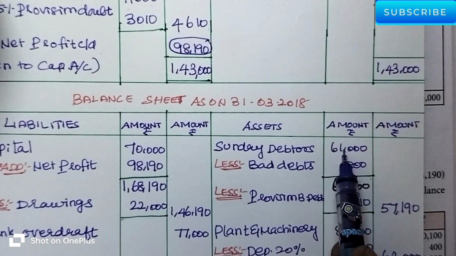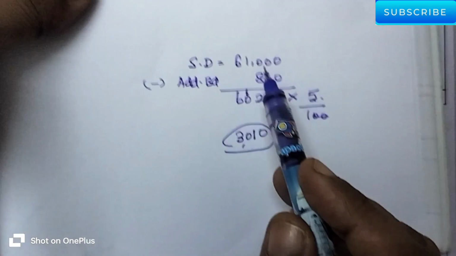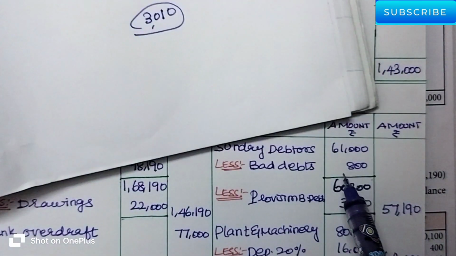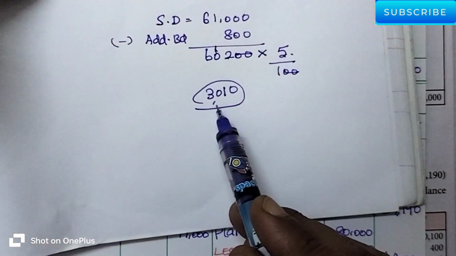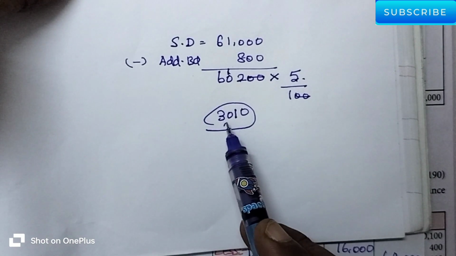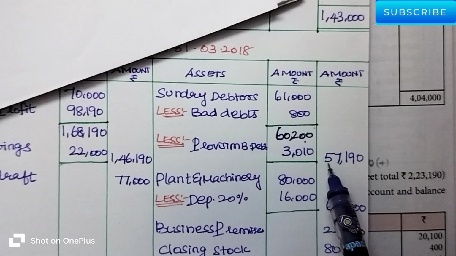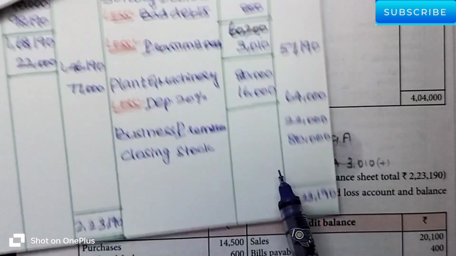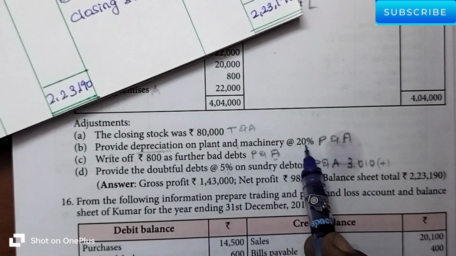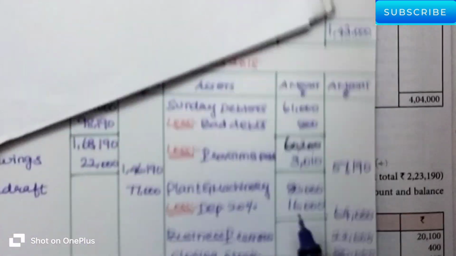They have sundry debtors 61,000. We have to subtract 800 rupees from 61,000. We will get 60,200. From that we have to subtract 5% new provision 3,010 rupees. After subtracting we will get 57,190. Then plant and machinery we have 80,000. Depreciation they provided 20% from plant and machinery. So plant and machinery how much rupees? 80,000, right?